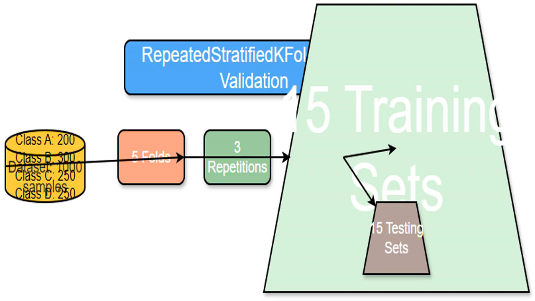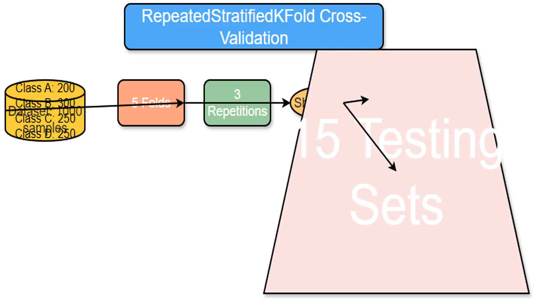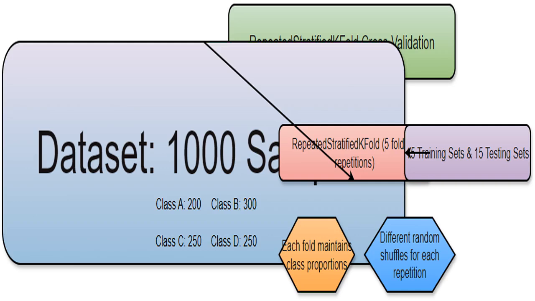Since there are 5 folds and 3 repetitions, a total of 5 folds * 3 repetitions equals 15 training sets will be created. Each training set consists of 4 out of the 5 folds of the data during each repetition. Similarly, there will be 15 testing sets, 1 for each training set during each of the 3 repetitions of 5-fold cross-validation. Each testing set is simply the remaining fold left out from the training set during each iteration of the cross-validation.